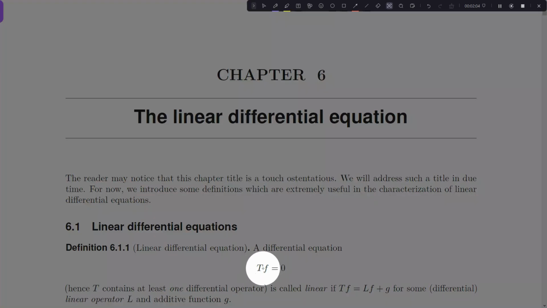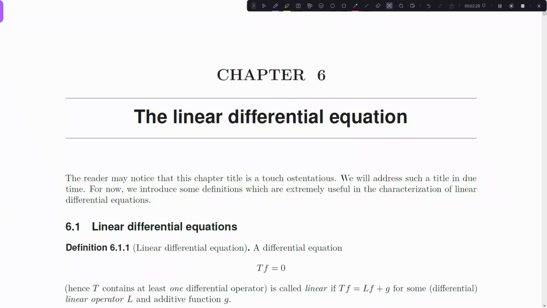It's a functional equation. I'm writing T f equals 0. T is now an operator, and in fact T has to contain at least one differential, because otherwise it's not a differential equation. If T contains at least one derivative, and it's linear in the sense that T of f is equal to L f plus g, where you have this additive function g, that's how we'll call it a linear differential equation.